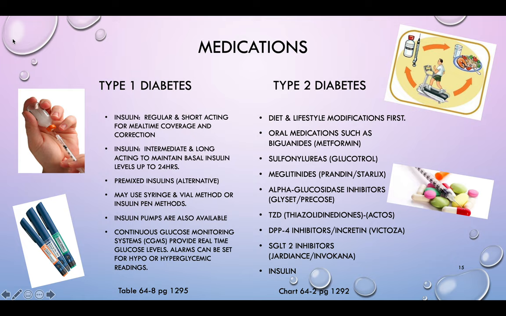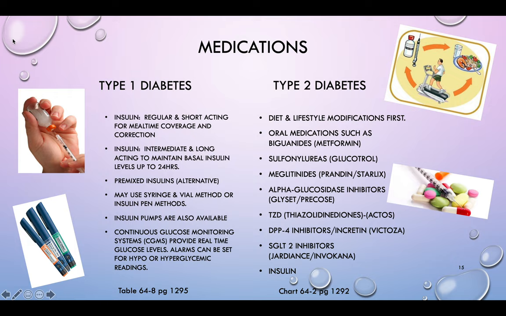The DPP-4 inhibitors are incretins, and that'd be like Victoza. SGLT2 inhibitors, Jardiance, Invokana, they work on the kidneys. And then I've got insulin on here. And like I said, there's even more. Just remember, we have to always teach people that when they take these drugs, especially insulin, there's always a potential for hypoglycemia. And that can be very dangerous. And we have to teach them what to do when they have hypoglycemia.